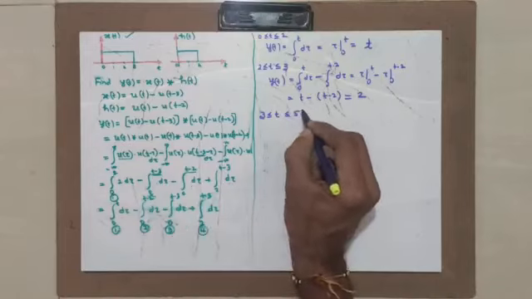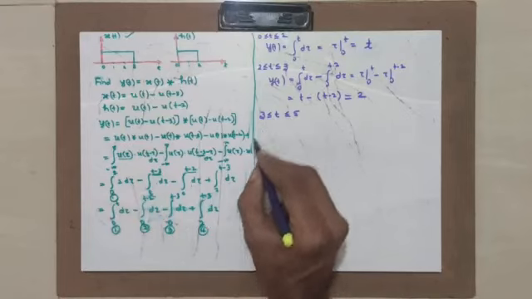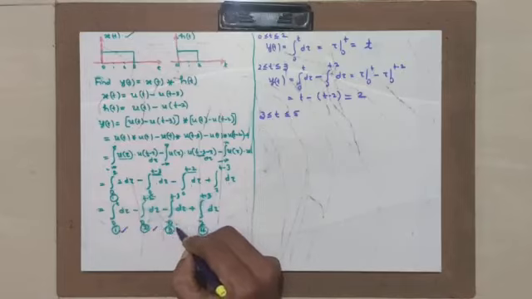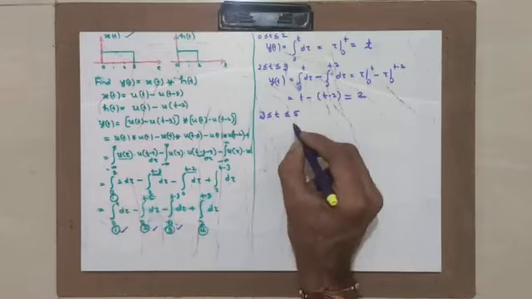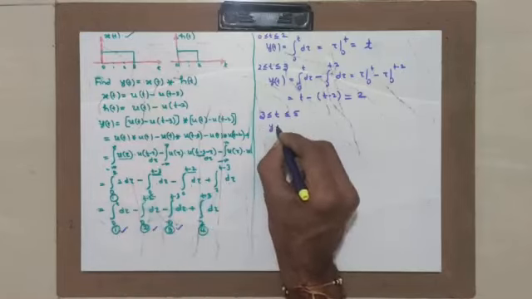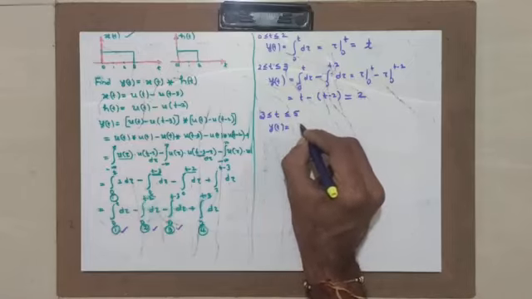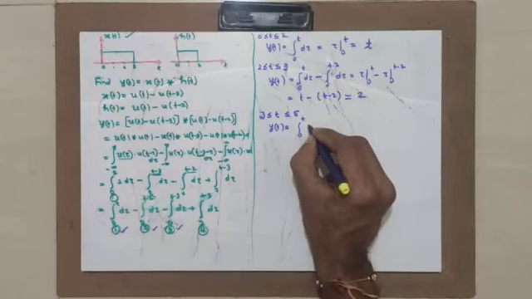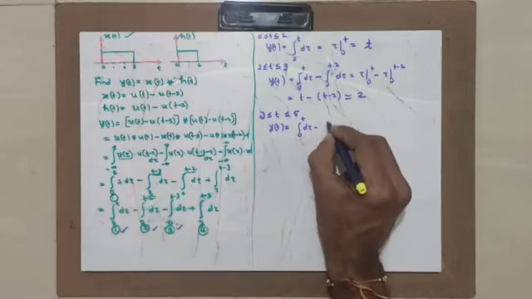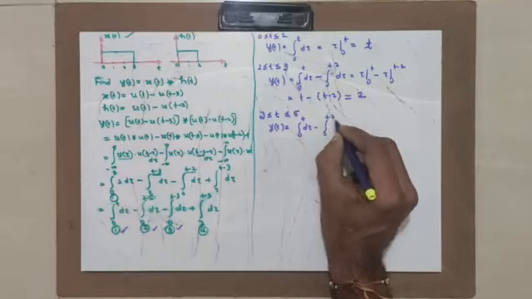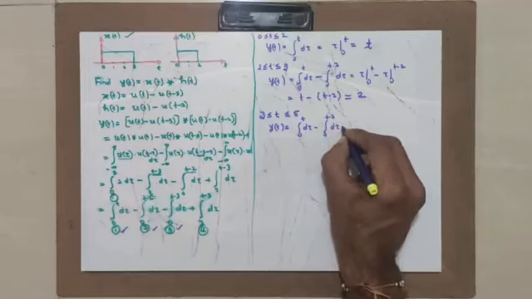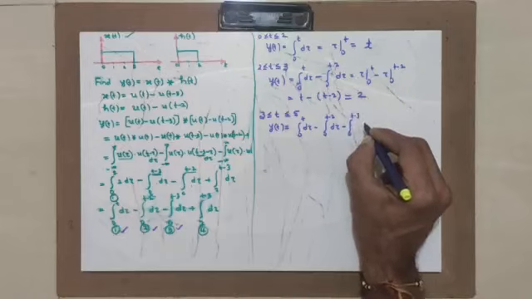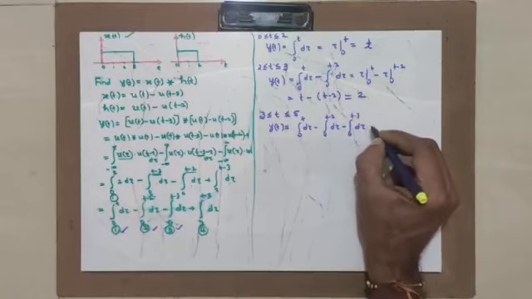It ends at 5. Now what happens till 5? From 3 to 5, the first integration part, second integration part, as well as the third integration part adds. Hence, y of t is equal to integral from 0 to t d tau minus integral from 0 to t minus 2 d tau minus integral from 0 to t minus 3 d tau.